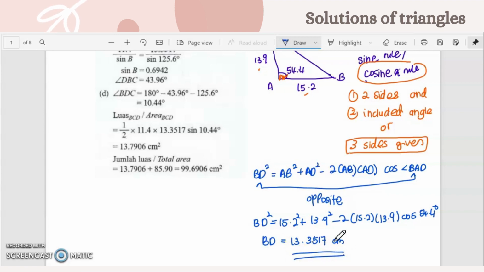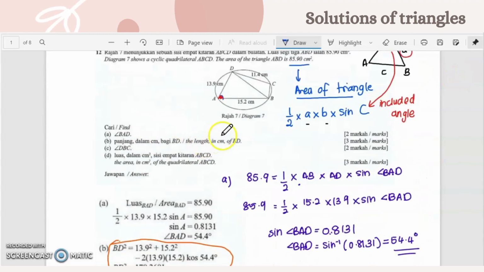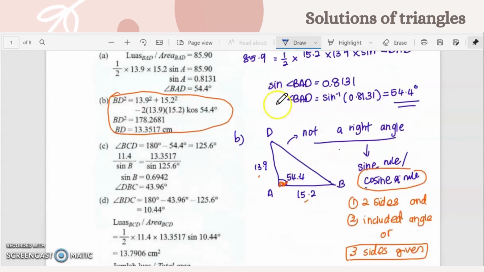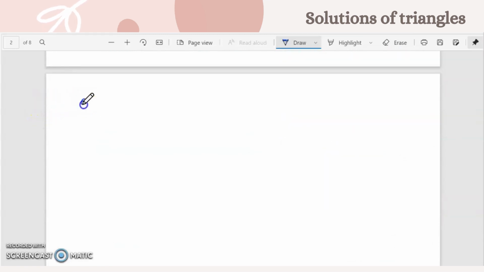So we proceed with question C. I need to find the angle of DBC. So now I want to redraw the triangle DBC. Okay, we have the triangle with C here, and then B, and then D. So we already have BD just now, which is 13.3517 centimeter from question B. And we have DC, which is a given one, which is 11.4.